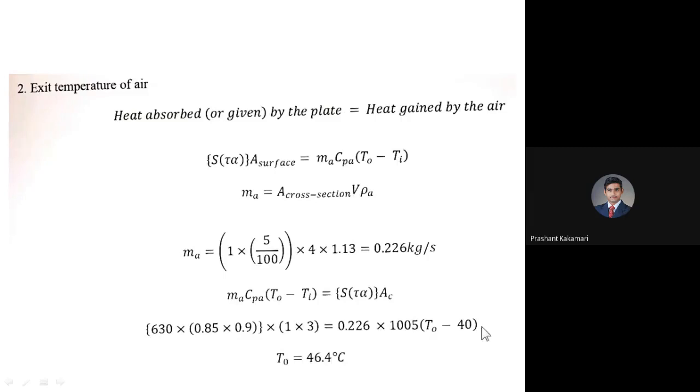Now once you substitute all these known values, what you can find out is the outlet temperature of the air. So the air has received 6.4 degrees extra once it is coming out. So this is the temperature at the outlet.